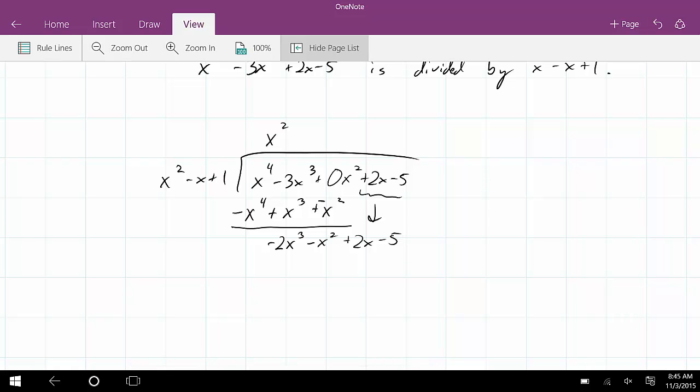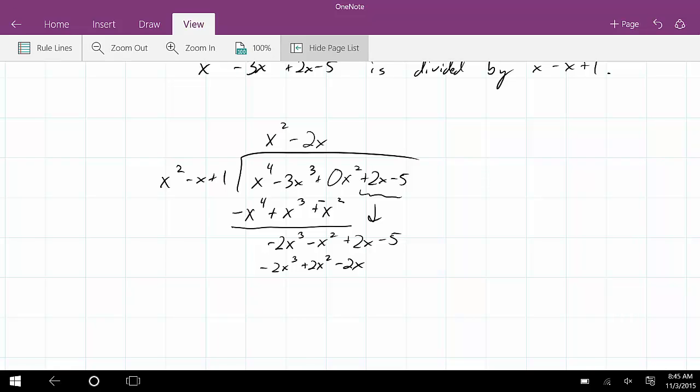Okay, and now we're going to go through the process again. We're going to say, what do I need to multiply x squared by to give me negative 2x cubed? Well, I need to multiply it by negative 2x. So negative 2x times x squared is going to give me negative 2x cubed. The negative 2x times negative x is going to give me a positive 2x squared. The negative 2x times 1 is going to give me a negative 2x.